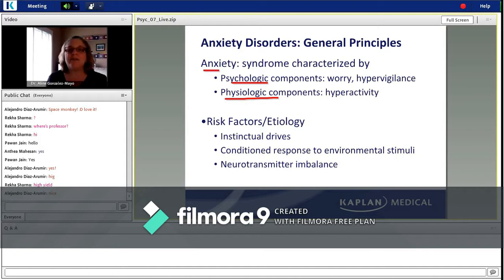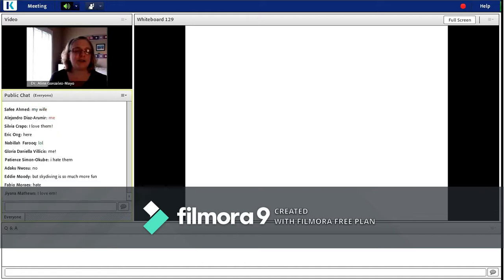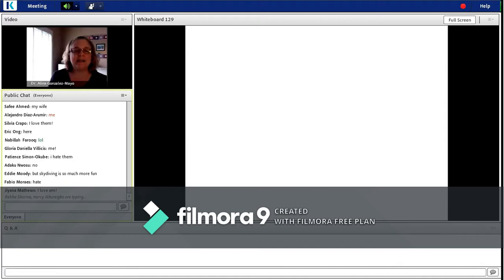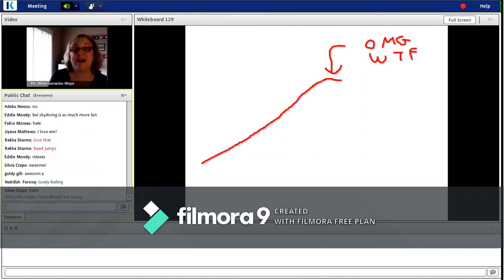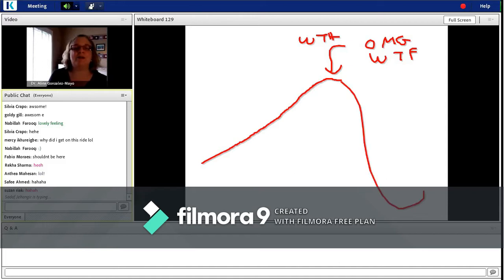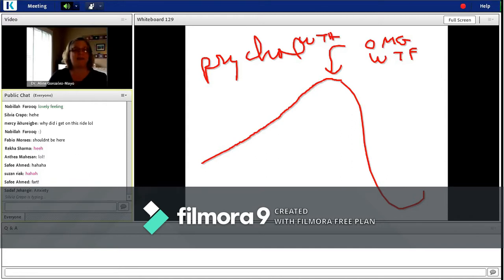How many of you out there like to ride roller coasters? Where are the roller coaster lovers? I hate them. So when you are on a roller coaster, and it starts going up, and then it stops, how do you feel when you are right there? That sensation, like OMG, WTF, something is about to happen, and then it goes boom. But that sensation that you have at the very top, like you know what's about to happen, that is the psychological component, that fear, that inside voice that's telling you, oh my God, that's what's going on.